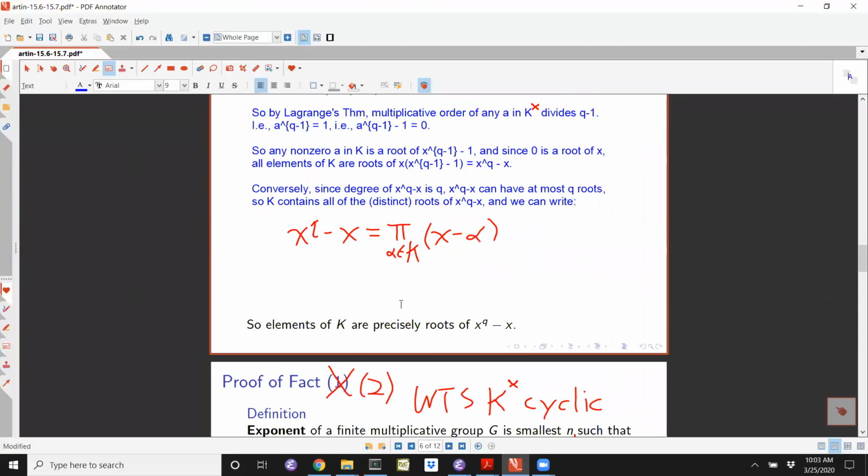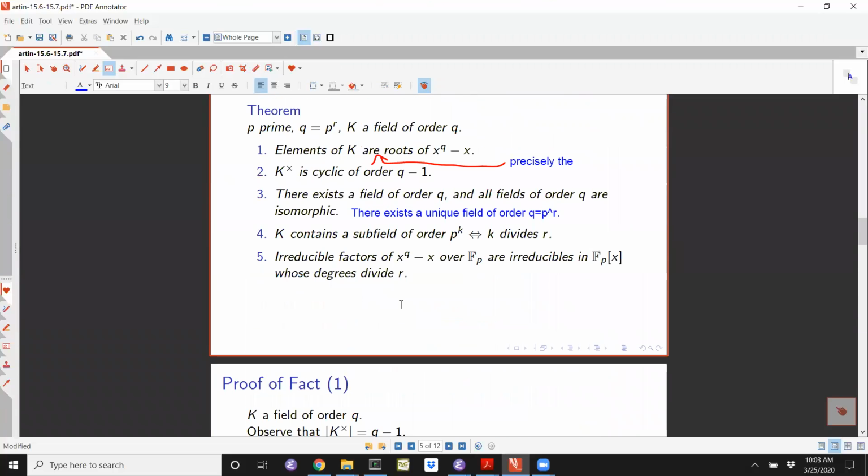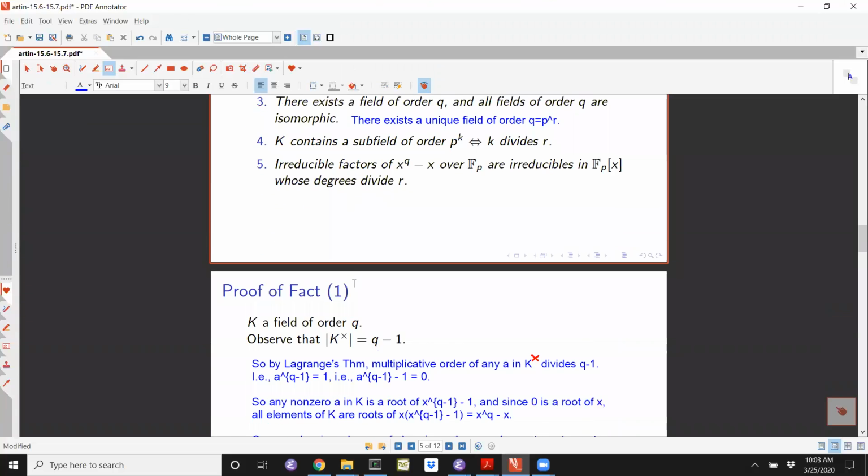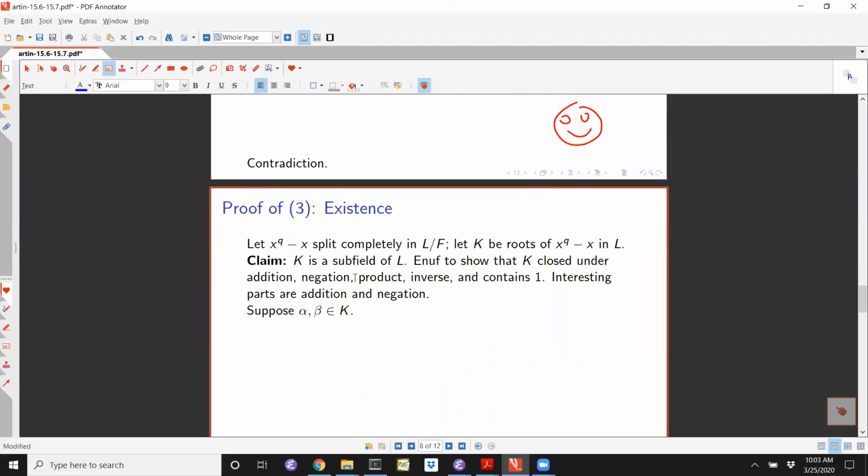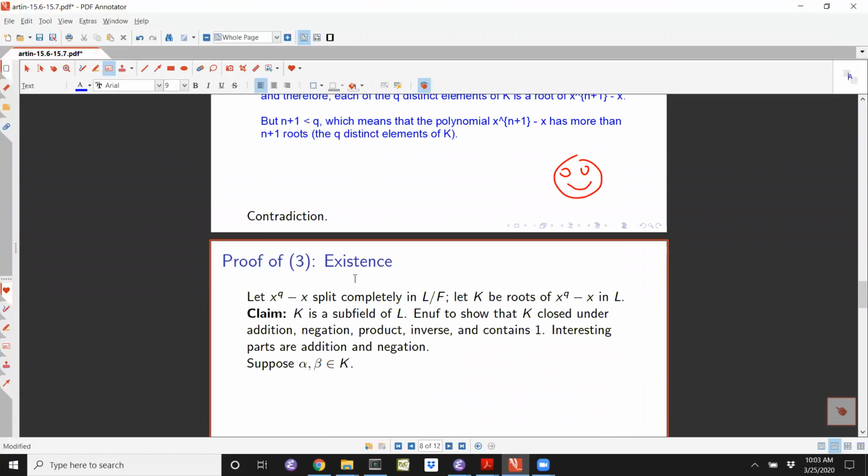And now we get onto the most important one. Actually, if you run out of time for the other ones, it's not a big deal. So let's get into the most important one, that there exists a unique finite field of order q.